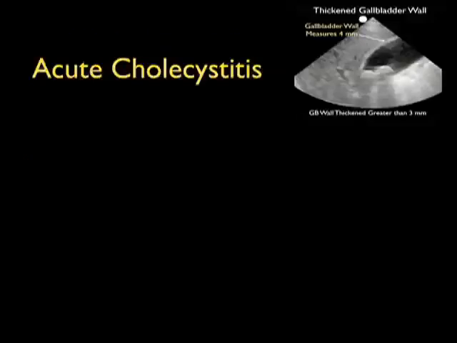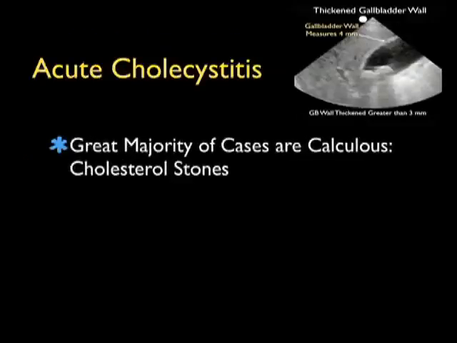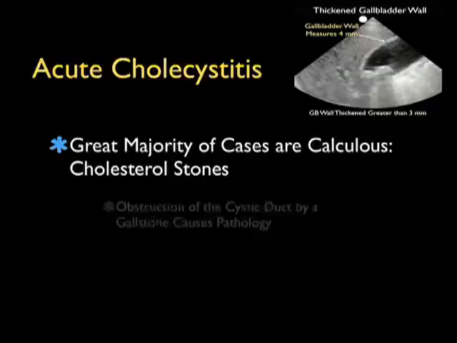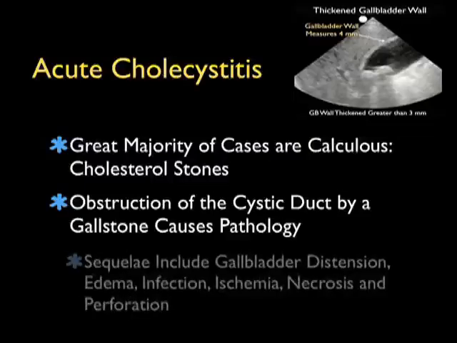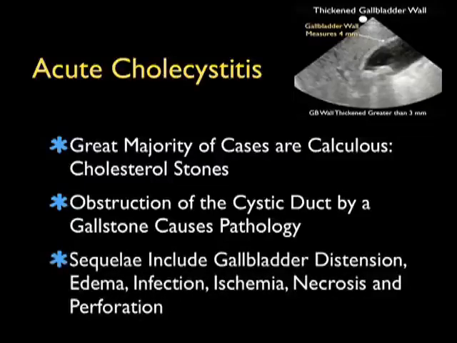The majority of cases of acute cholecystitis that present to the emergency department are going to be calculous, or associated with cholesterol gallstones. While acalculous cholecystitis does exist, it's rarely seen in the emergency department, usually seen in patients who have been hospitalized, those who have had surgery recently, or those who have immunocompromised states such as HIV or diabetes.